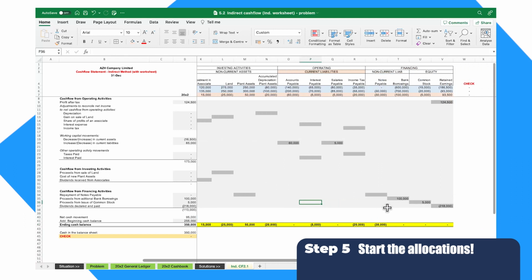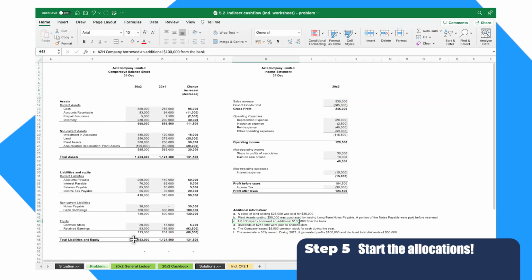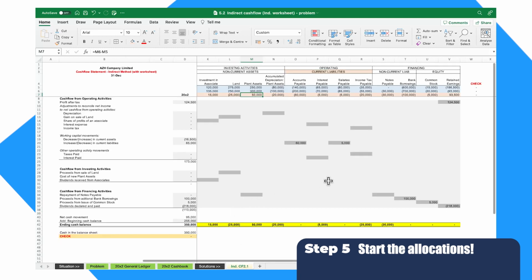Let's check something next. Let's start with the notes payable, maybe. Notes payable has a movement of 30,000. However, we know that the notes payable movement is related to the plant assets movement of 50,000. How did I know? In the problem tab, we have said that plant assets costing 50,000 was purchased by issuing long-term notes payable. A portion of the notes payable were paid before year end. Here, we can already input that here.